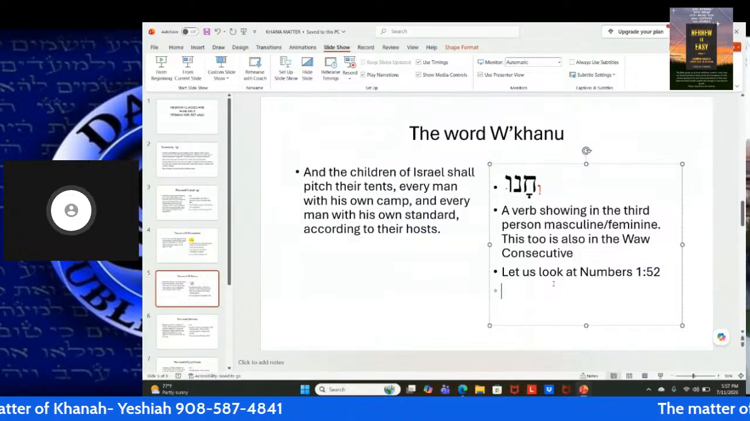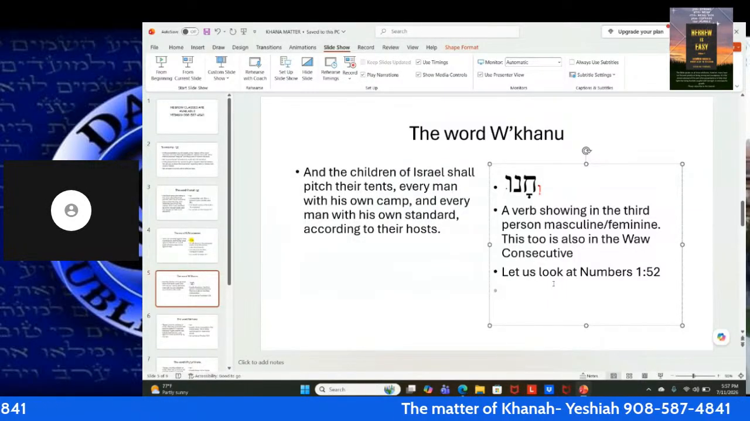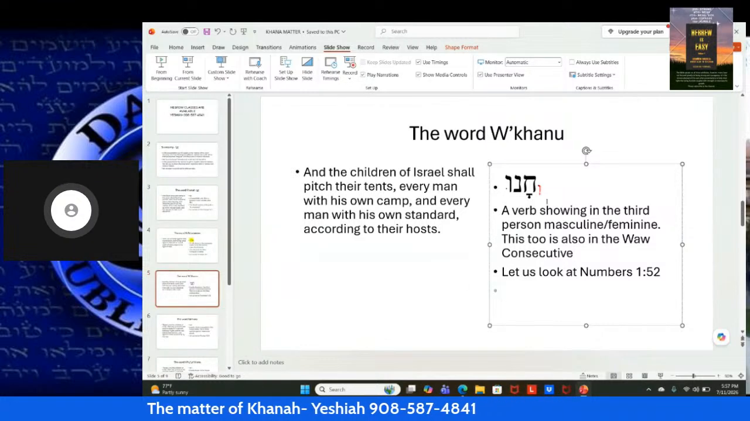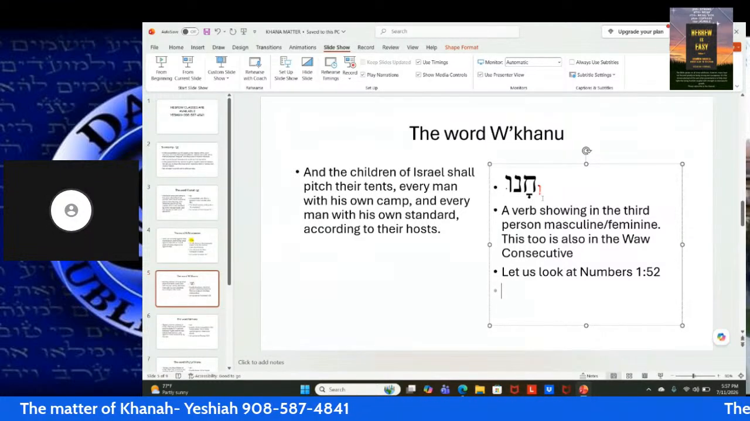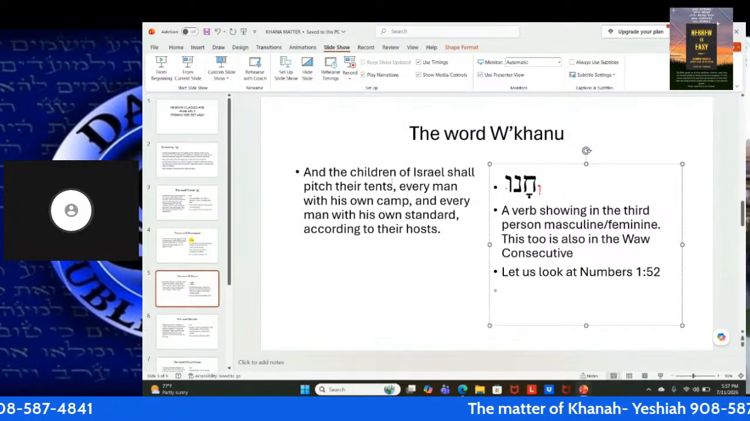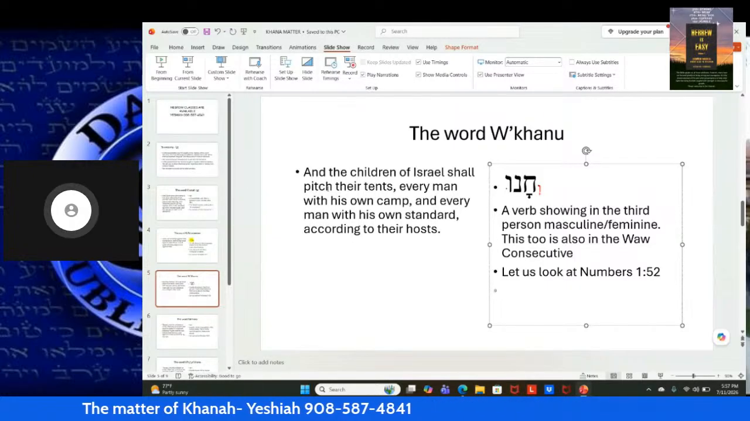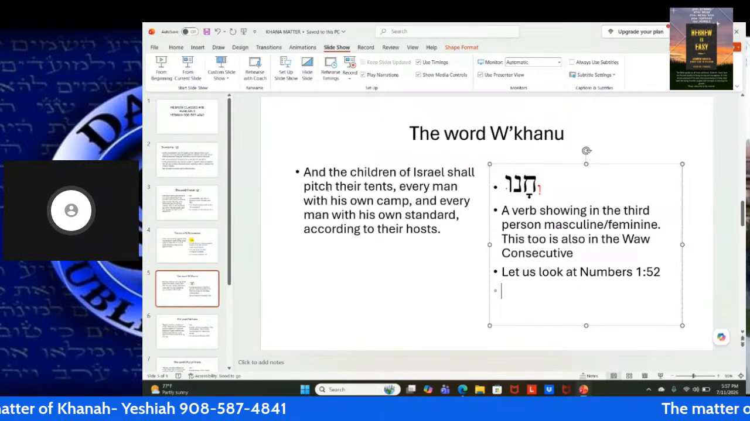they encamped. But as we've been pointing out, with that prefix of waw in biblical Hebrew, shown in the red, that normal past tense word becomes future. Thus, we see the children of Israel shall pitch, or shall encamp. You understand? So again, these are things that we care to bring out for reference purposes.